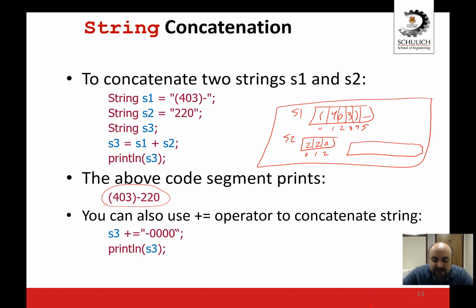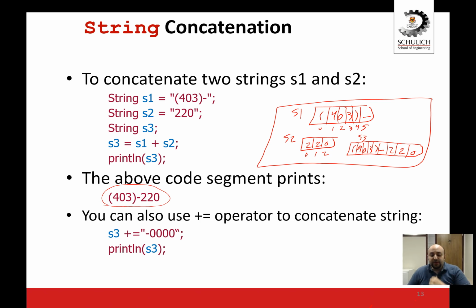concatenating these two. So it's going to be joining these. The first string is going to be S1. So S1 is going to go first, 403. And then the second string is going to get concatenated to the end of S1. It's going to be 220. And of course, all these are going to be inside a cell. And that's going to be S3 in memory.